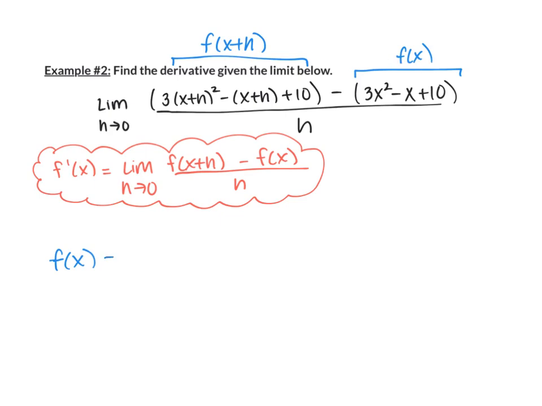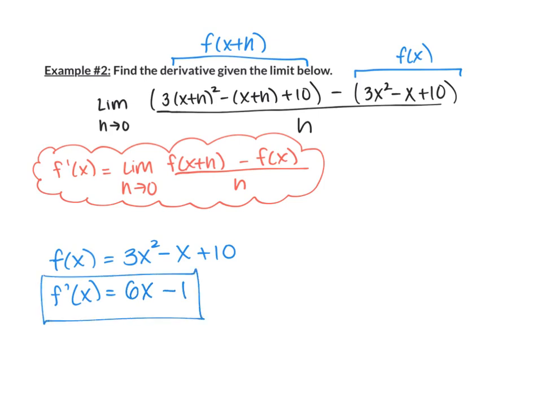So my f of x is 3x squared minus x plus 10. And if I want to find the derivative, all I have to do is multiply the powers in front. That would be 6x, and then minus 1. And this is my derivative.